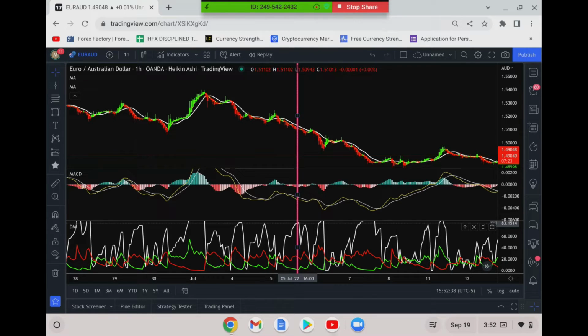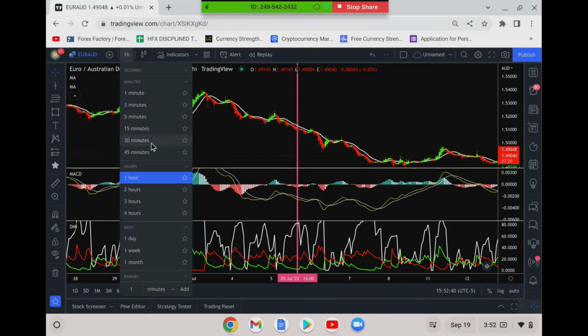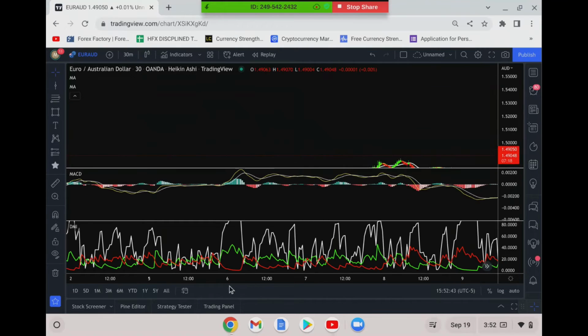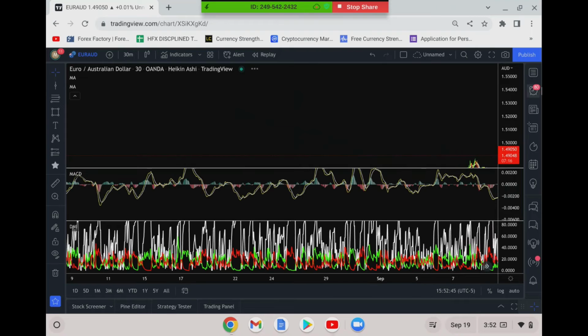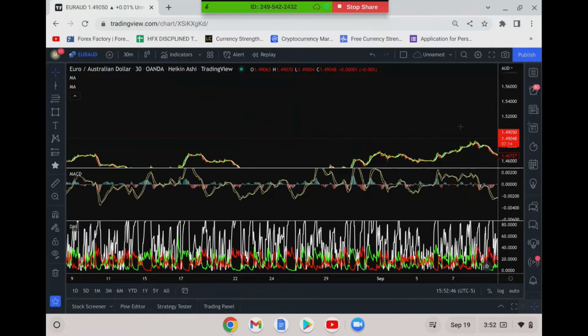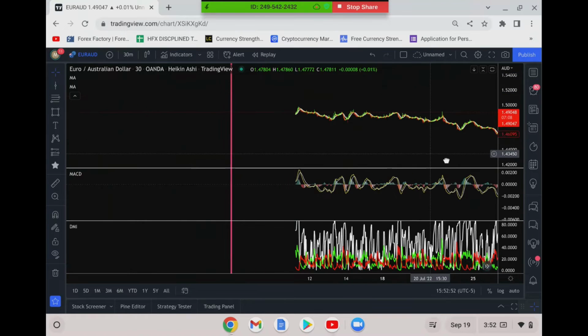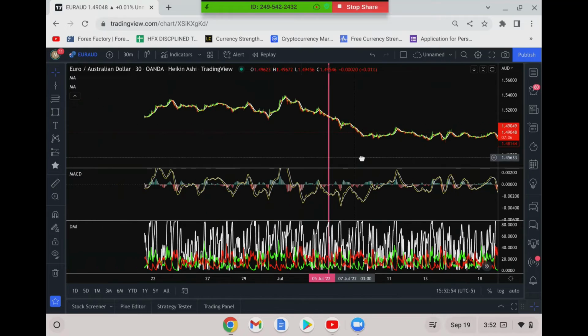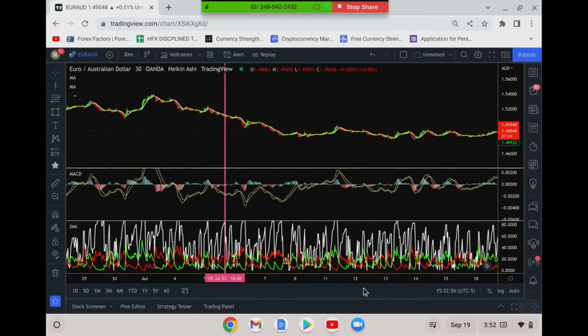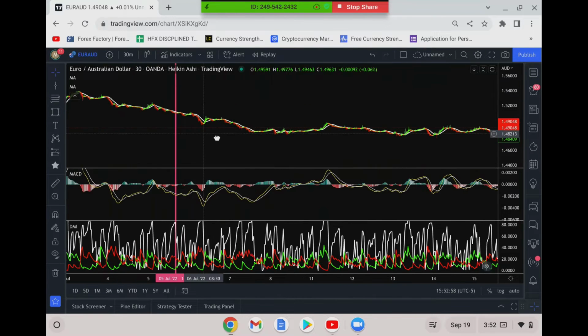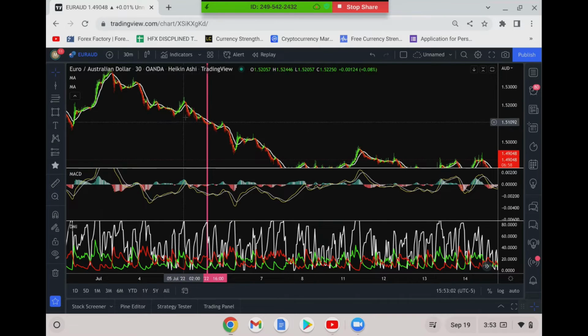Let's take it even further, you guys. Let's go down to the 30-minute time frame. If we go down to our 30-minute time frame, let's see if it was doing the same thing, just like every other time frame we've looked at so far. And as you guys can see, yes, it was. It was doing the exact same thing, you guys. We had our yellow moving average below our white moving average. We had our yellow MACD line crossing below our white signal line.